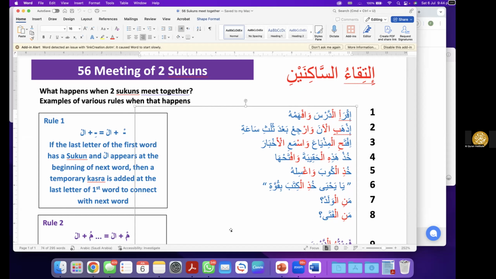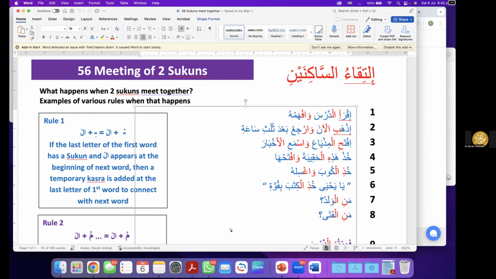Now here, hazi hil, it is normal, and that ha is not on sukun, already a kasra, so it's normal. That's fine. Khuzil kutub. Can you see khuz? Then al kutub, khuzil kutub. Zal had a sukun. Khuzil kitaba. That's fine. Same rule. We have got it. Khuz sukun, then al.